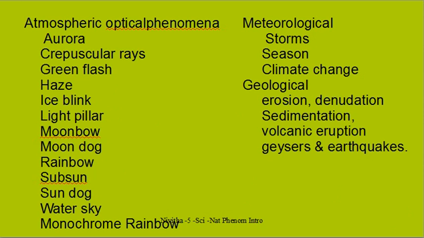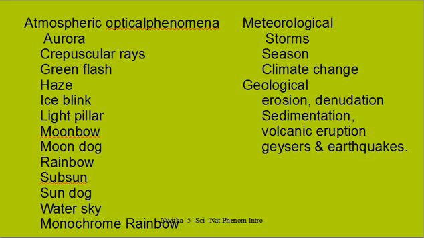We can also study atmospheric optical phenomena like auroras. We studied the aurora borealis and the aurora australis in social studies. Then we have crepuscular rays, the green flash, the haze, the ice blink, the light pillar, the moon bow. Like a rainbow, we have a moon bow. Then we have the moon dog, sun dog, water sky, and the monochrome rainbow. A monochrome rainbow is a single color.